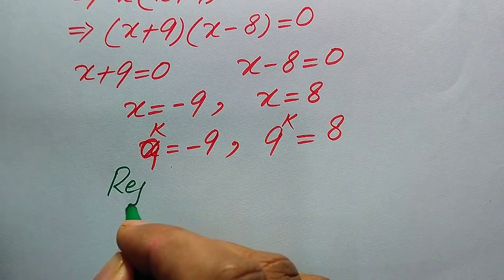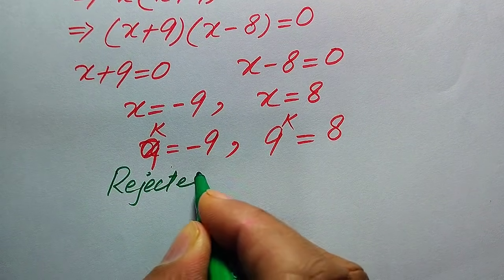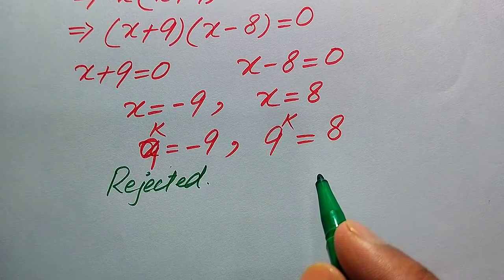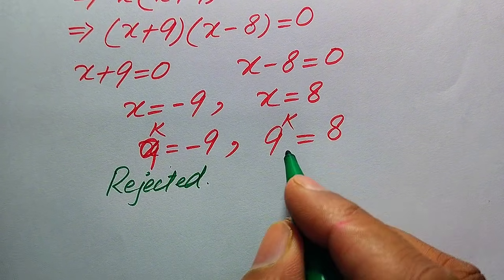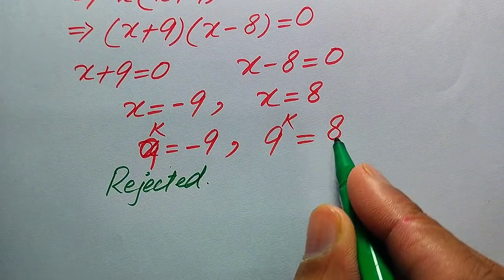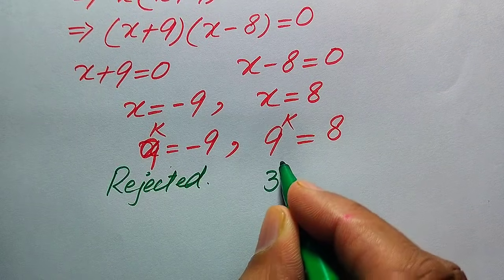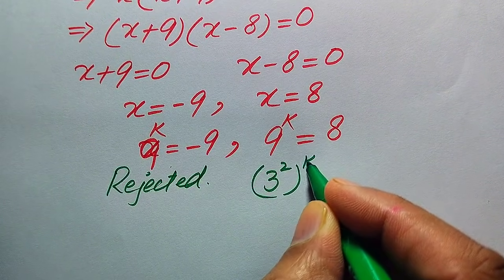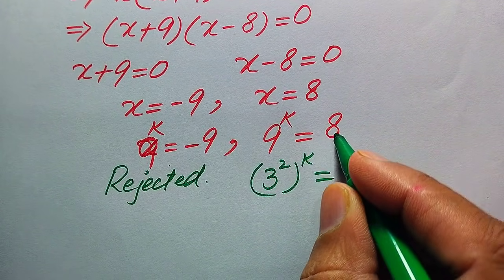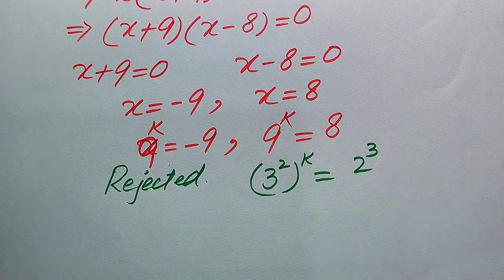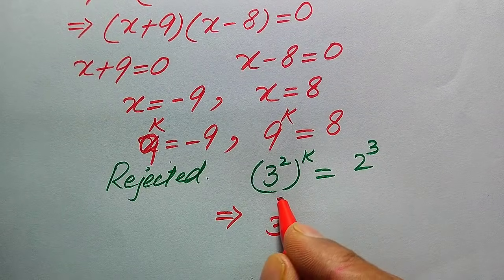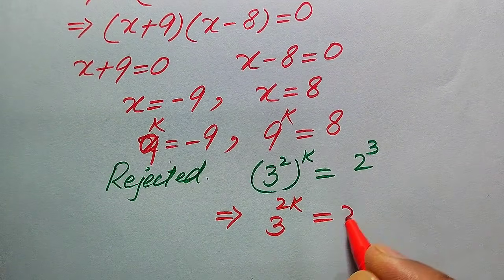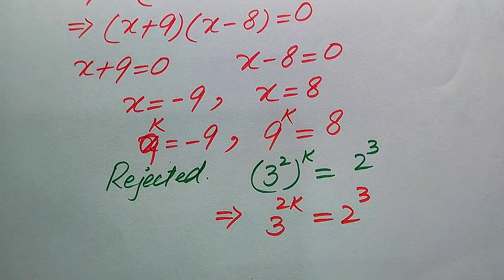So that's why we rejected this case, and we will just proceed with this case only. In this case, first we need to make the factors of 9 and 8. We write this 9 as 3 squared and its whole power k is equal to, here we write this 8 as 2 cubed. So in the next step we need a little bit more simplification, and it will be written as 3 to the power of 2k is equal to 2 to the power of 3.